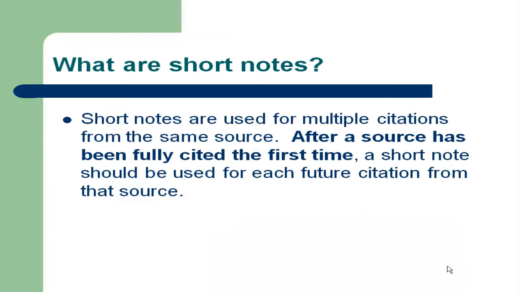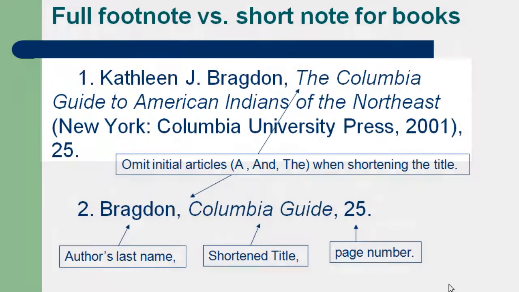What are short notes? Short notes are what you use for multiple citations from the same source, only after your source has been fully cited the first time you use it. Then you can use a short note each time after that you refer back to that same source again. So the first time out, you've always got to do a full footnote.